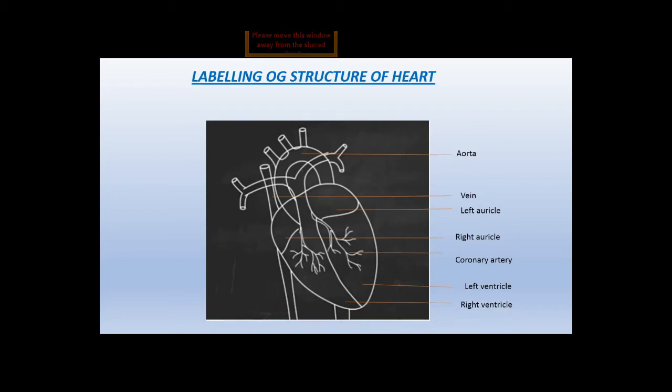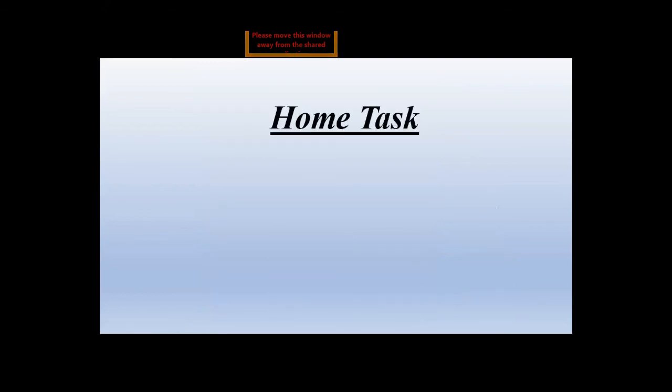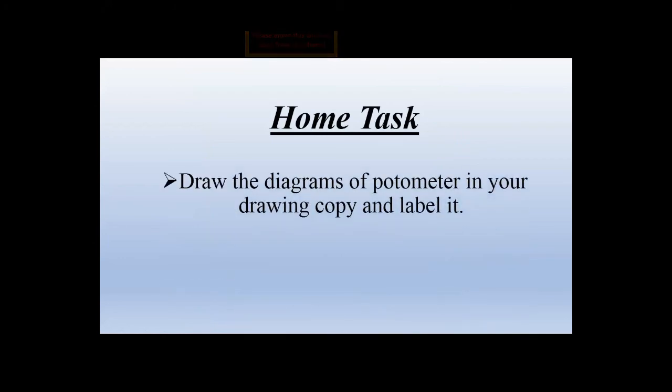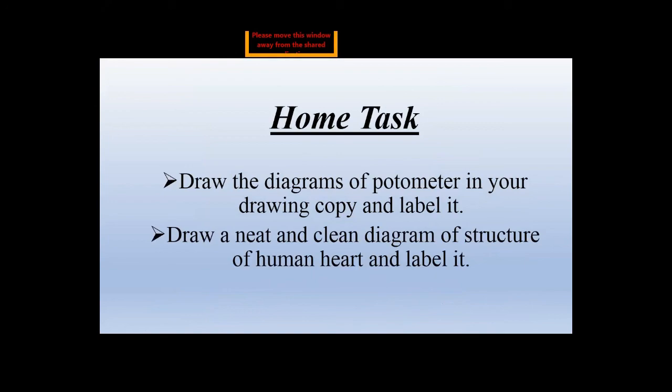Now take the screenshot of all these labelings. This is the diagram of the structure of the human heart, which is internationally accepted and very correct. I hope you are all taking the screenshot. Now the home task: as you all know, draw the diagram of the photometer in your drawing copy and label it. Then draw a neat and clean diagram of the structure of the human heart and label it.